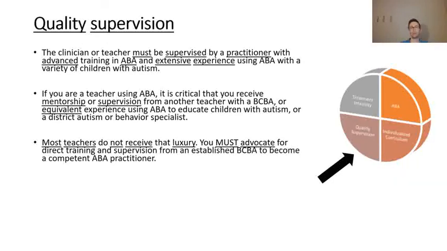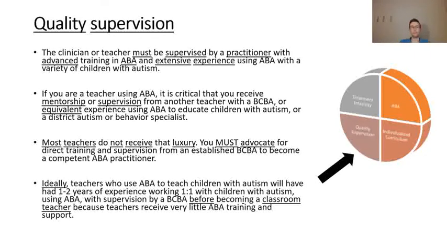And so that's why I advocate so strongly for and encourage you to work in ABA service delivery settings while you're still an undergrad and get that experience. That way you can transfer that performance repertoire into a classroom setting. Otherwise, you're on your own and you won't know what to do. Now, ideally, teachers who use ABA to teach children with autism will have had 1 to 2 years of experience working one-on-one with children with autism using ABA with supervision by a BCBA before becoming a classroom teacher, because you'll receive very little ABA training and support.